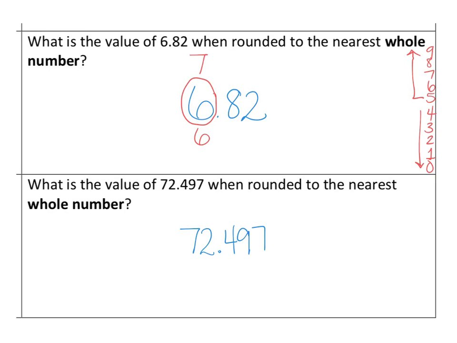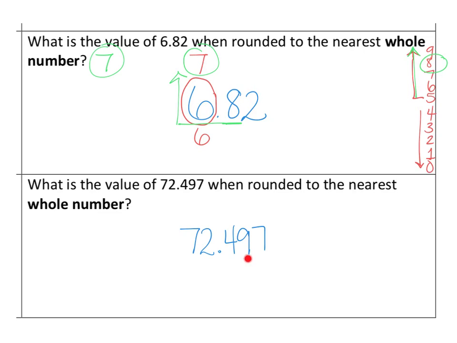How are we going to know if we round up or down? We're looking at the bossy neighbor. He's going to tell us 8. Do we round up or down? With 8, we always round up. So this number, 6 and 82 hundredths, rounds up to 7. So your answer should be 7. Let's do the next one.